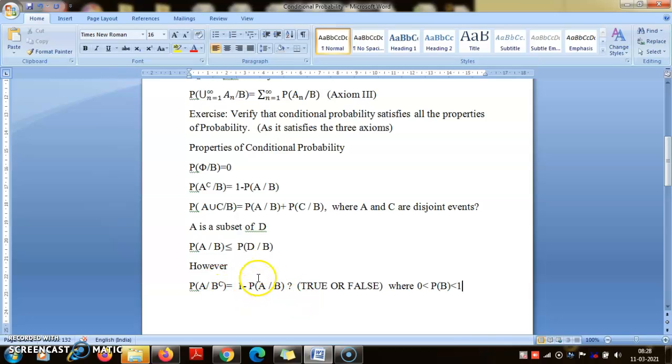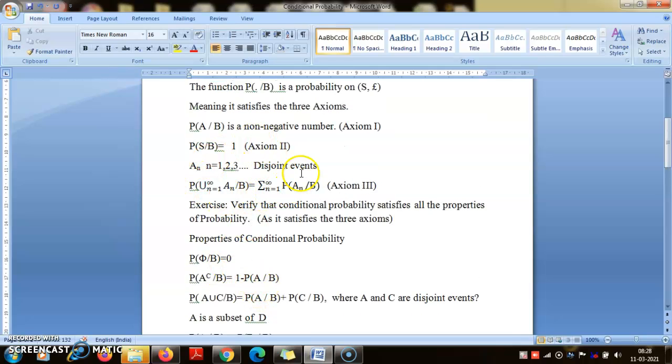Now the question is, will this relation hold? So I hope you have enjoyed this, and please think over this question and think over verifying the third axiom. Okay, thank you.